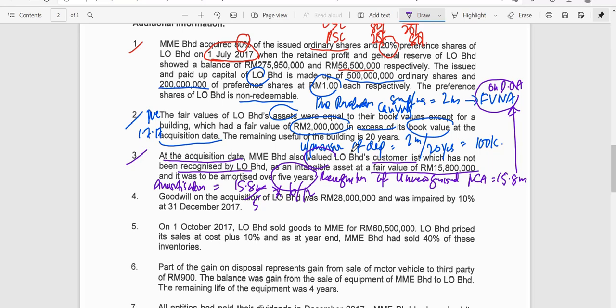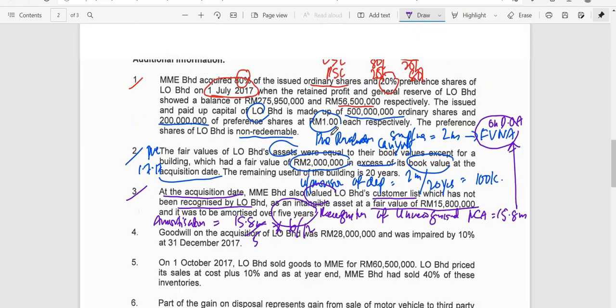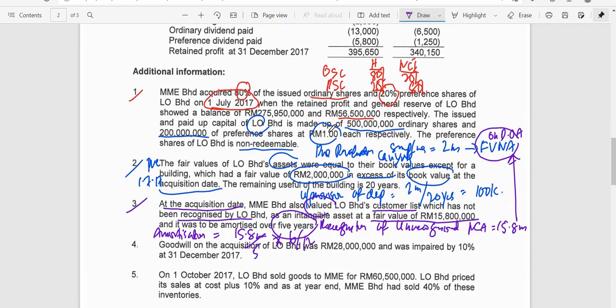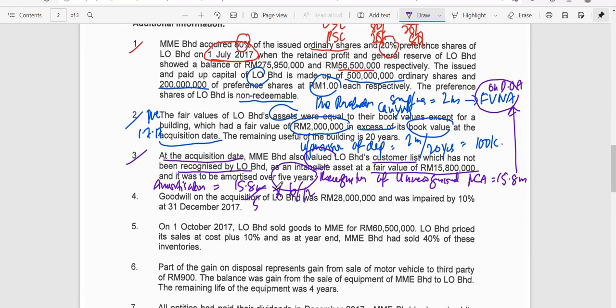Why? Since the amortization is for just half year. Why half? Since you acquired the subsidiary 1st of July up until 31st of December. That was just for 6 months. So the amortization is only done for 6 months. 15.8 divided by 5 times 6 over 12. And that will give you 158.